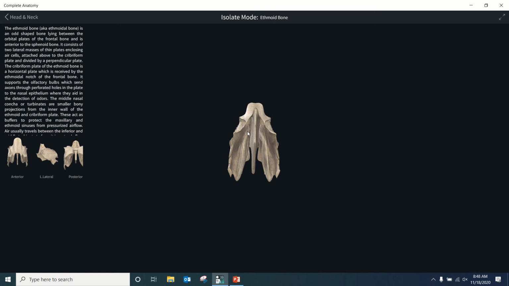And then the other things you can see on here, these little ridges, here's one, here's another, those are called the nasal concha. What those do is they help create turbulence in the air that we breathe in. They help kind of spin the air around as we breathe it in. And so that does a couple things.